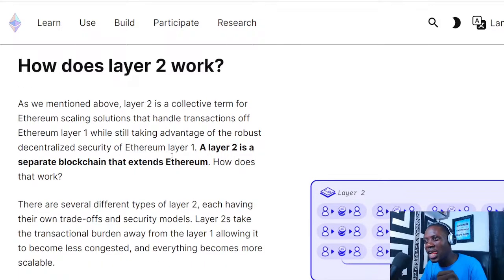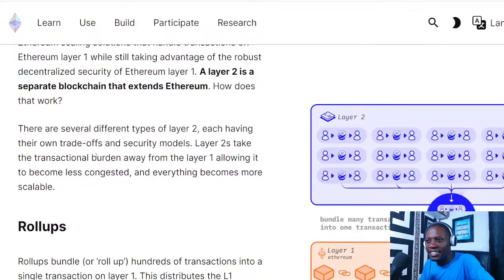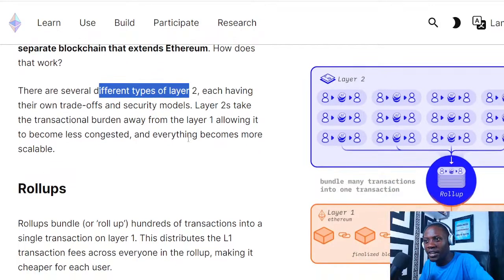Let me read this line. A layer 2 is a separate blockchain that extends Ethereum. How does it work? There are different types of layer 2, each having their own trade-offs and security models, but layer 2s take the transactional burden away from layer 1, allowing it to become less congested, and everything becomes more scalable.